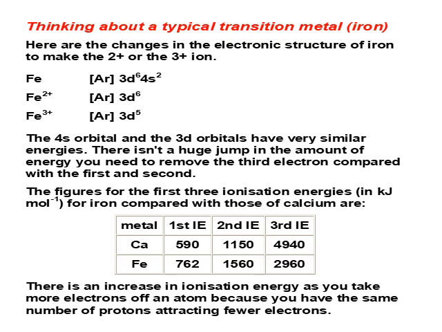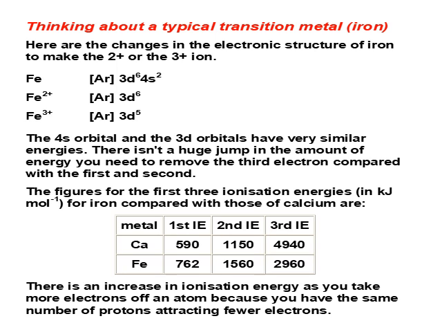Here are the changes in the electronic structure of iron to make the +2 or the +3 ion. Now you can see this structure. The 4s orbital and 3d orbitals have very similar energy. There is not a huge jump in the amount of energy you need to remove the third electron compared with the first and second.